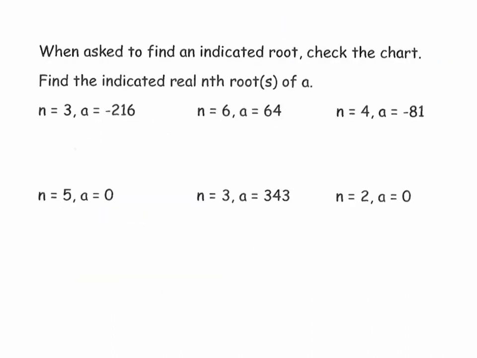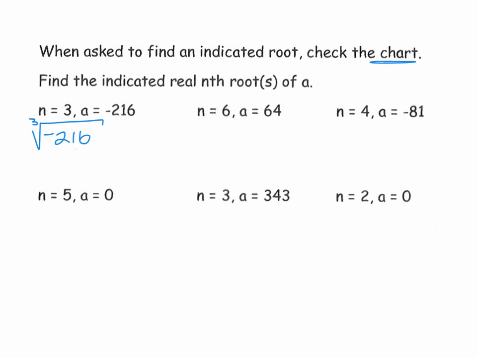When asked to find an indicated root, you're going to want to check the power chart. So find the indicated real nth roots of a. If n equals 3 and a equals negative 216, what this means we're asked to do is find the cubed root of negative 216. So negative 216 is the radicand and 3 is the index. Now on the power chart, let's look at our perfect cube column. I see 216 when it's positive 6 to the third power, but we want our answer to be negative 216.